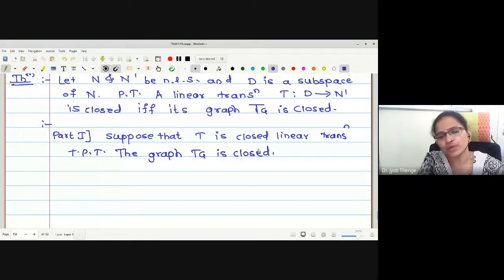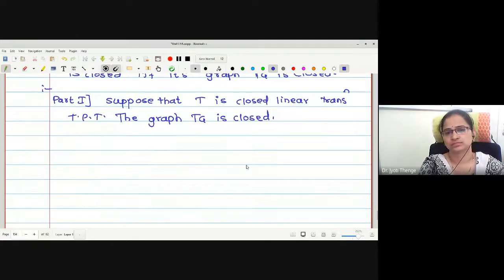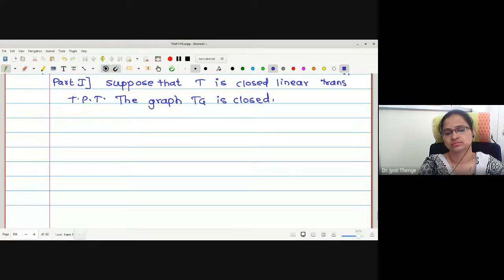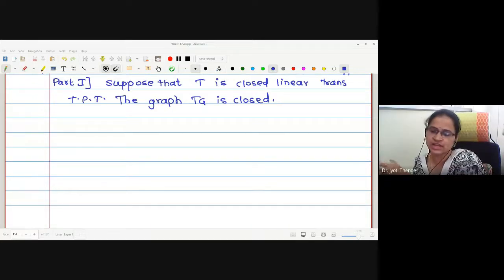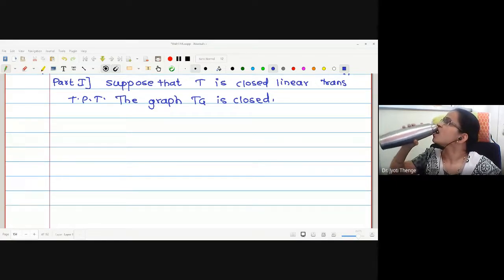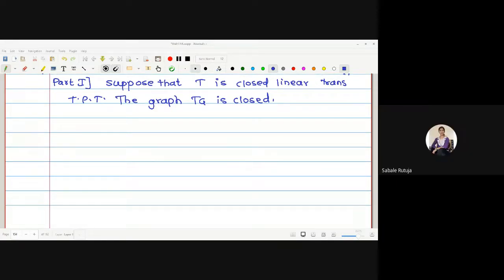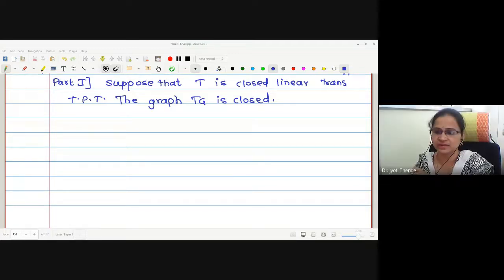How do you prove that any set is closed? What is the idea of proving a set is closed? By checking all its limit points. One has to start with an arbitrary limit point and show that it is in that set. Here also we will do the same thing. We will start with one limit point of the graph, and we will show that the limit point is in the same set.